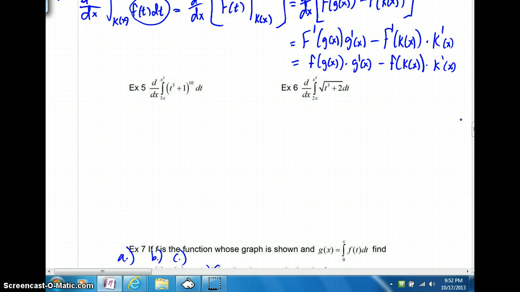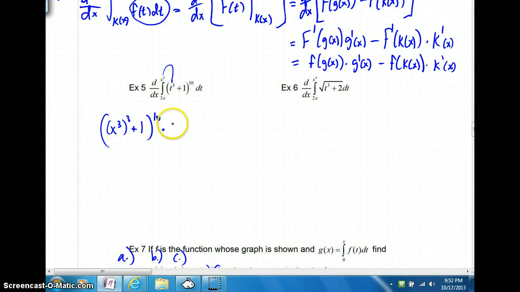How would that look? Well, let's do a quick problem. For number 5, d dx, what that means is plug in x cubed into the integrand. The dummy variable is a t, so wherever I see a t, I'm going to plug in x cubed. So I'll have x cubed, and then I've got that cubed, plus 1 raised to the 10th. I'm substituting x cubed into the integrand, but then I've got to multiply by the derivative of that upper bound.